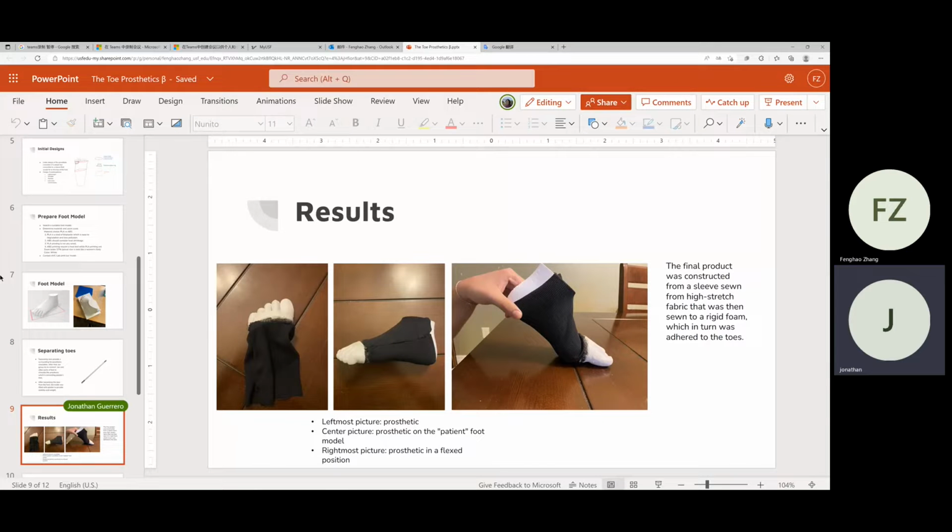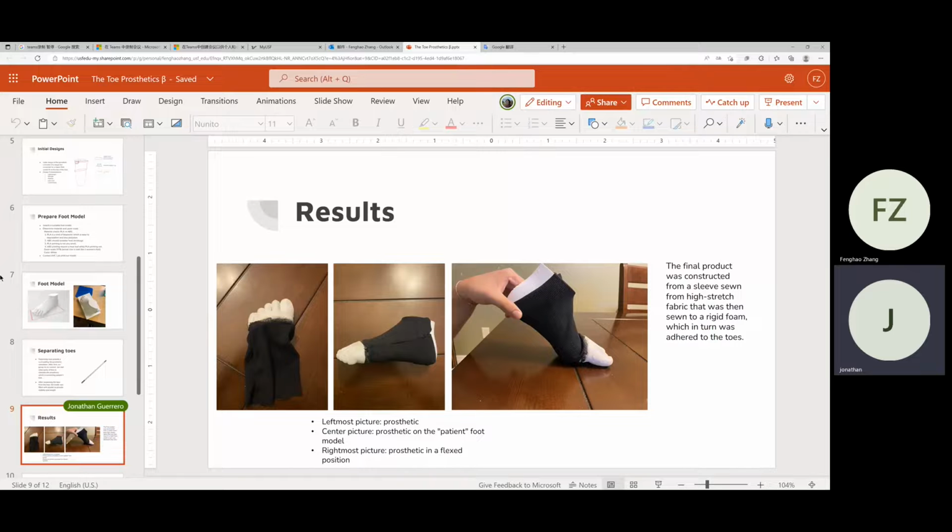Next. In the end, our final design ended up going with all 5 toes instead of just a single big toe. The final product was constructed from a sleeve that was sewn from high stretch fabric, which was then sewn to a rigid foam, which in turn was then adhered to the toes.